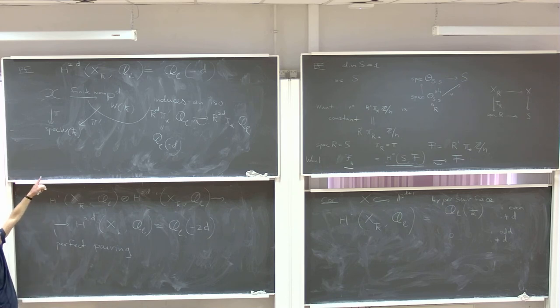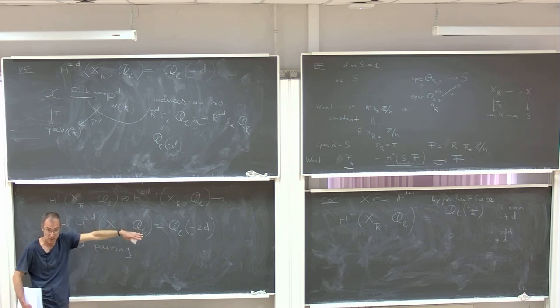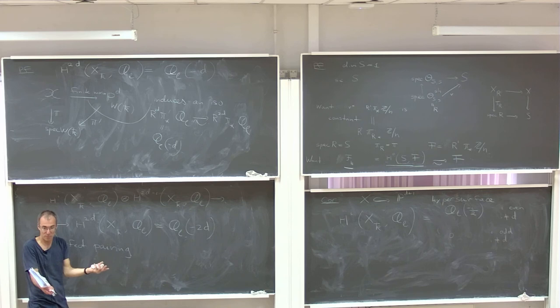It's defined for the script X, and it becomes a morphism of local systems. So to show that it's a perfect pairing, it suffices to show it over a generic point. Over a generic point, it becomes the usual Poincaré duality.